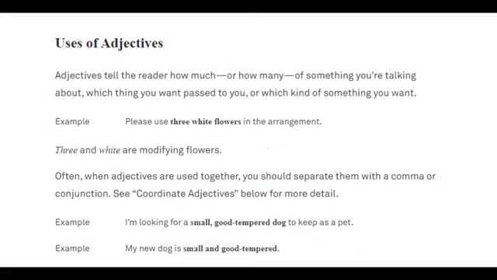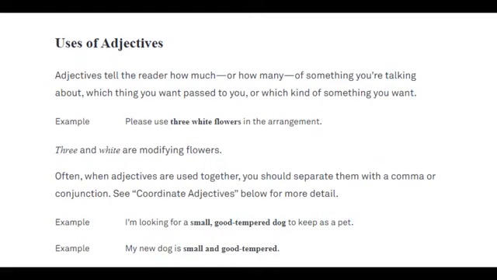Now we are going to see the uses of adjectives. Adjectives tell the reader how much or how many of something you are talking about, which things you want passed to you, or which kind of something you want. For example, please use 3 white flowers in the arrangement. Three and white are modifying flowers. That's why they're adjectives.